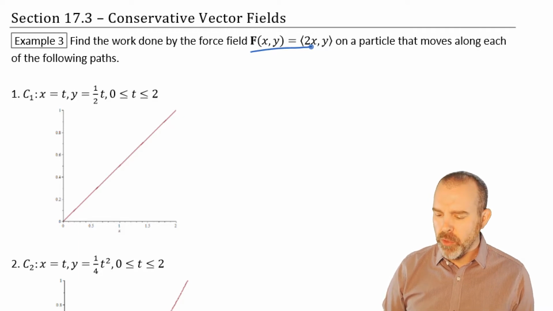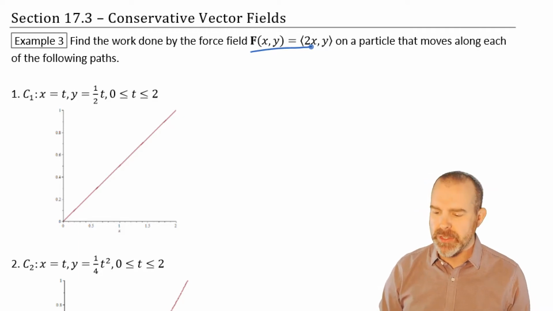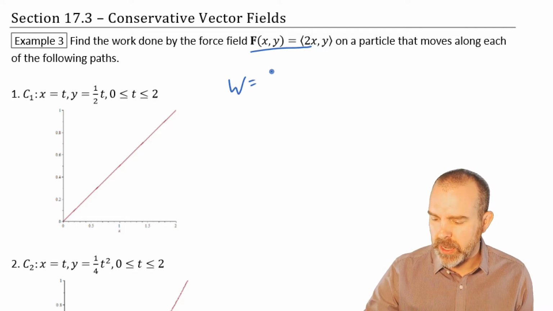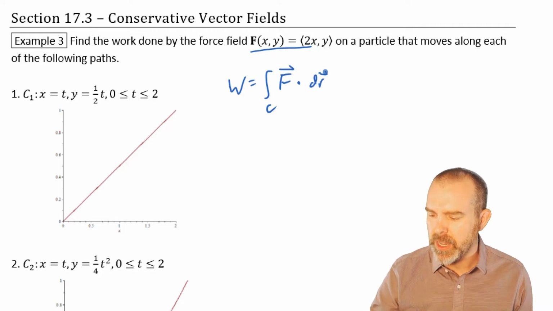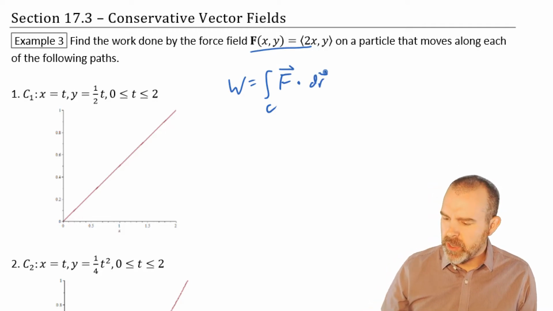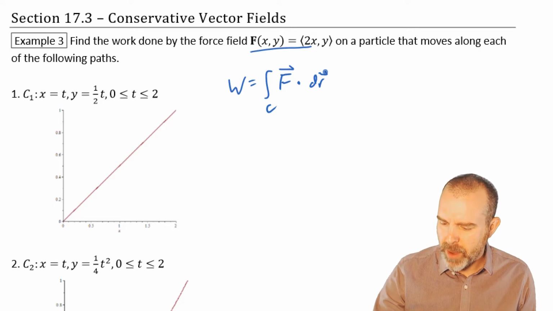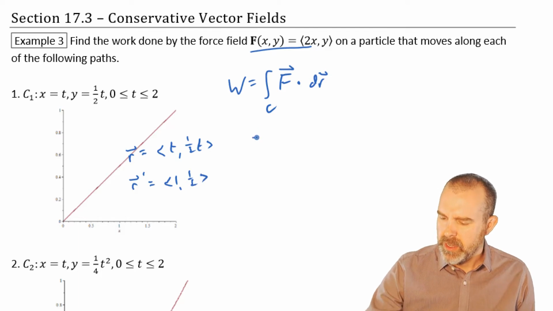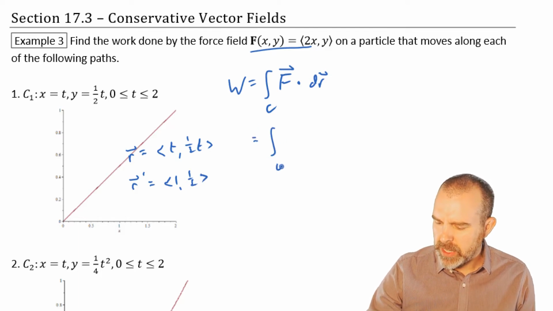And we're going to have the particle move along three different paths. And we want to find the work done. So we know the work done is the line integral over the path of the force field times dr. And so let's see here. Here we have our path. r is equal to, for this first one, t and 1/2 t. So r prime will be 1 and 1/2. So this will be the integral. Looks like t goes from 0 to 2.